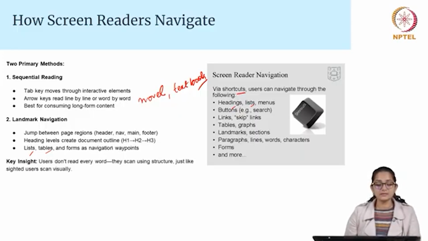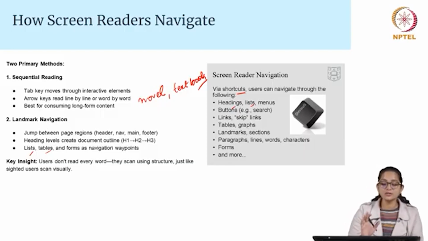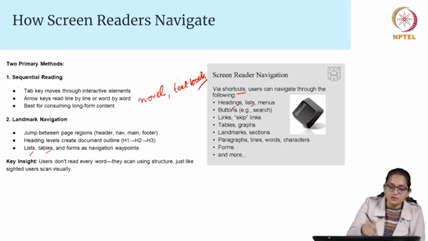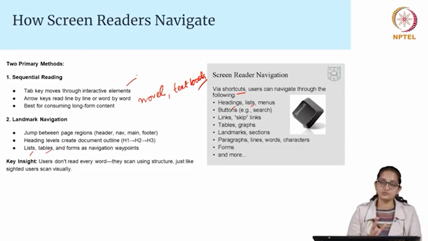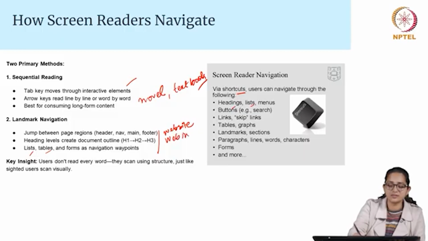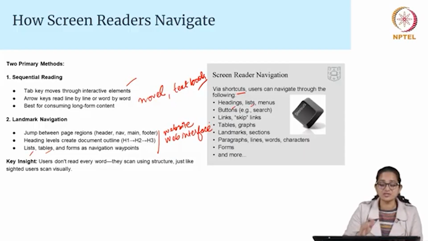So the key insight is that screen reader users don't read every word. They scan using structure, just like sighted users scan visually. The line by line method can only be useful with long form content, like your novel, or a blog or articles. But for any website or web based interface, landmark navigation is the method which is more ideal, more appropriate.